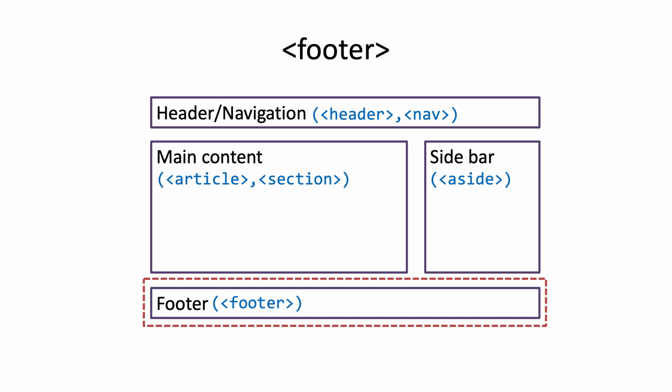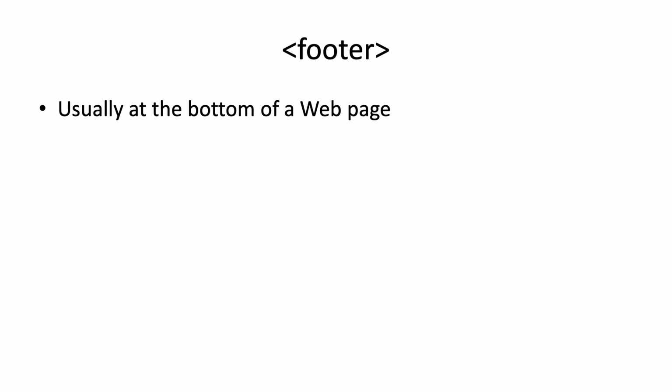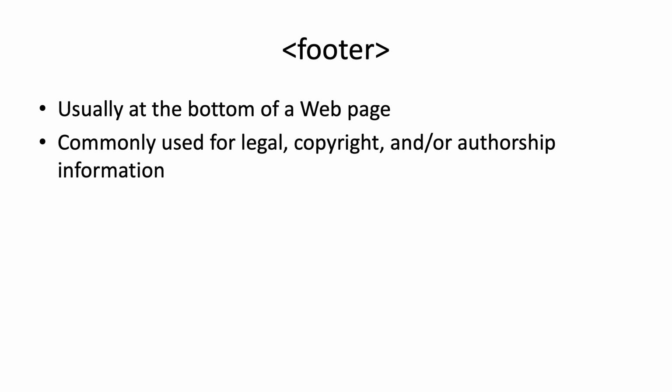And finally, we'll have a look at the footer. Again, because this is quite common in many pages, they created a specific element for the footer. So usually it will be at the bottom of the page, and the information contained is like legal information, copyright, authorship information, etc. So again, it's related but not directly part of the main content for that particular page. And this is an example.